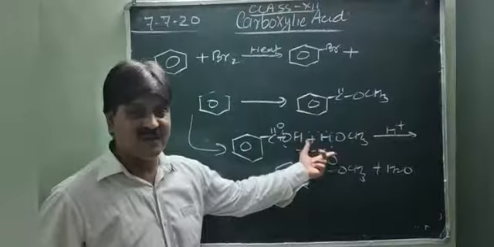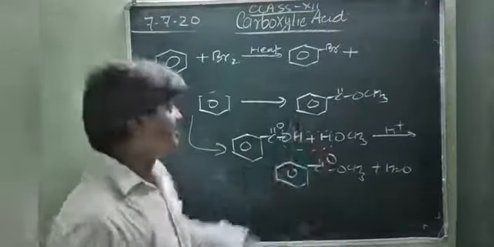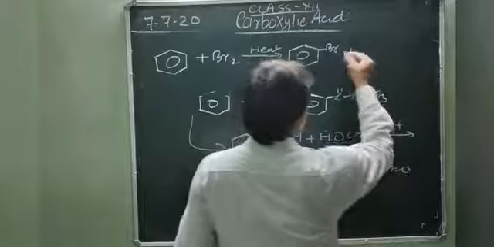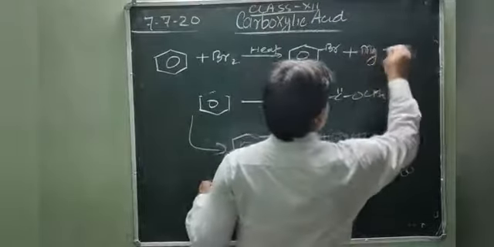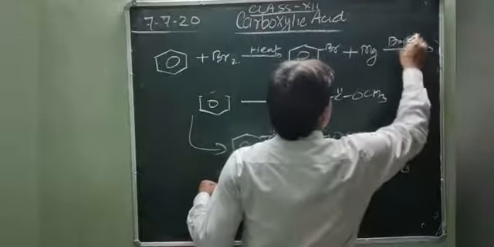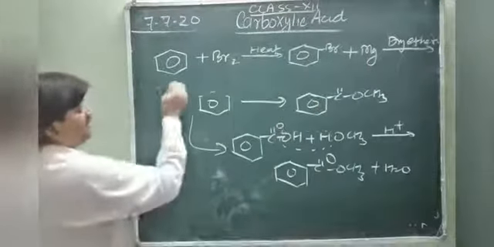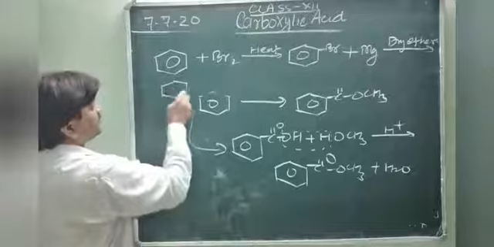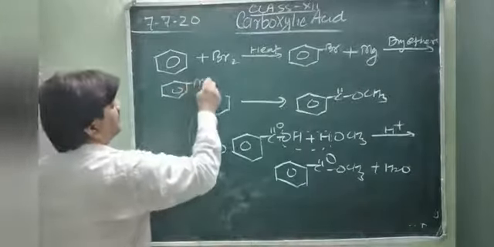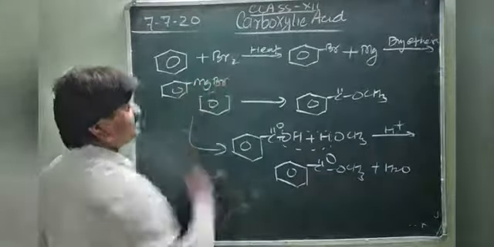And the rest you know how to prepare. So when bromobenzene is treated with magnesium in presence of dry ether, formation of the Grignard reagent takes place. This is C6H5MgBr, phenyl magnesium bromide.